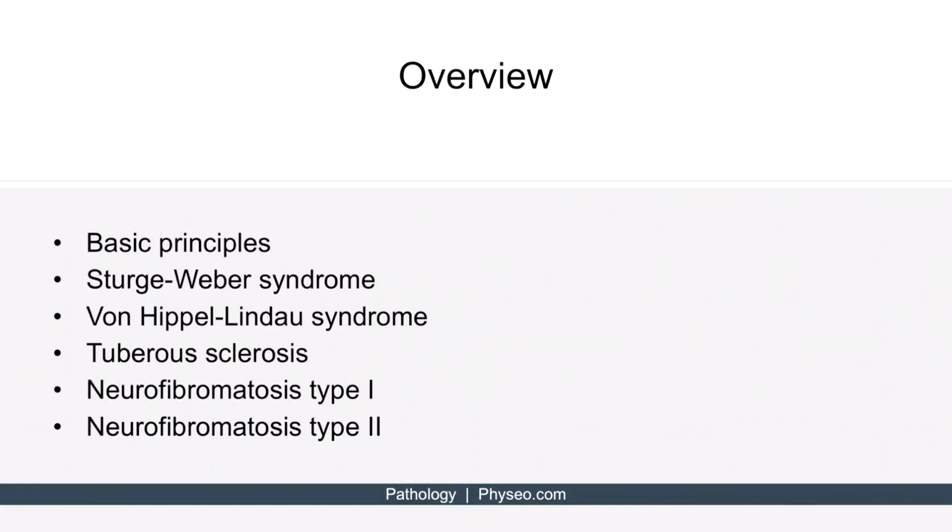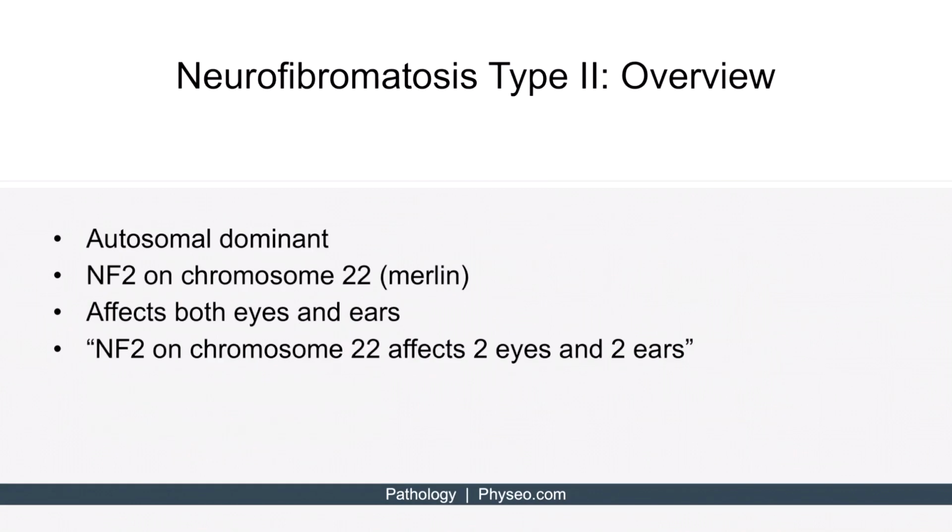All right, the last disorder we'll discuss is neurofibromatosis type 2. This is an autosomal dominant disorder secondary to a mutation of the NF2 gene on chromosome 22, which encodes for Merlin. It characteristically affects both eyes and ears. And a good way to think of the manifestations of this disease is the common saying that NF2 on chromosome 22 affects 2 eyes and 2 ears.